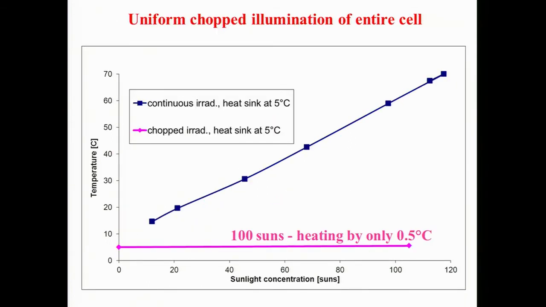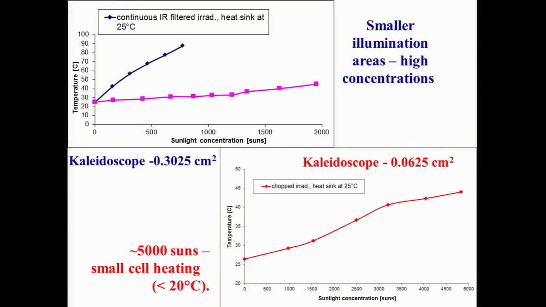For example, when we use this 100 suns kaleidoscope, we have an increase of less than 1 degree. This is continuous illumination, and this is chopping. And if we use a very small kaleidoscope, we can go to 5,000 suns with an increase of only 20 Celsius.